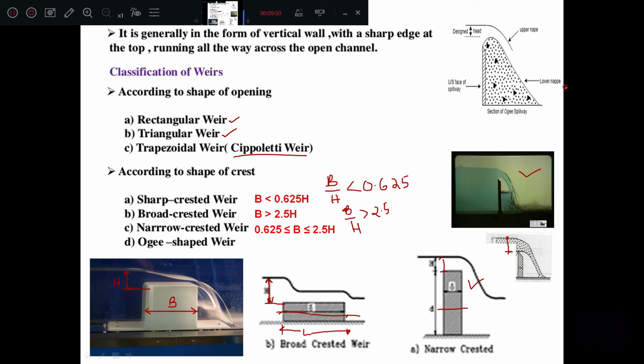The crest of the ogee weir, just look here, up to here it is the crest. The crest of the weir slightly rises. See here, this much has risen. The crest of the ogee weir slightly rises and falls into a parabolic shape. If the water is here, the water is coming, and if it falls, it will be like this, parabolic, like this.